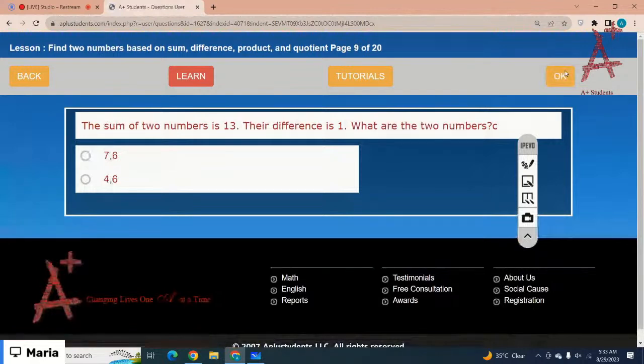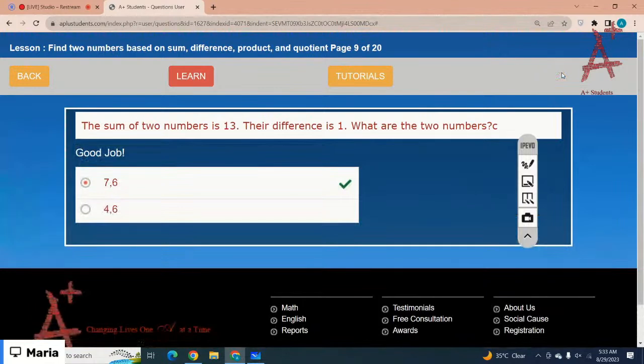The sum of two numbers is 13 and their difference is 1. What are the two numbers? Which is the correct option? It would be 7 and 6. 7 plus 6 makes 13 and 7 minus 6 is 1.